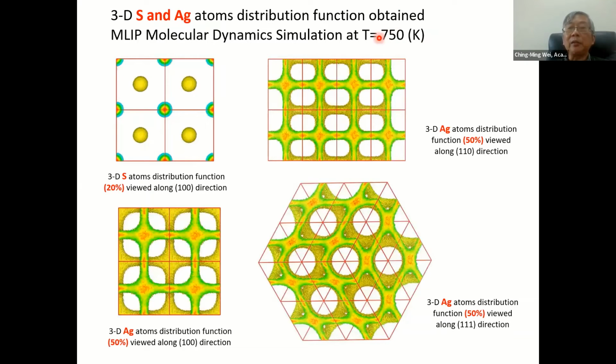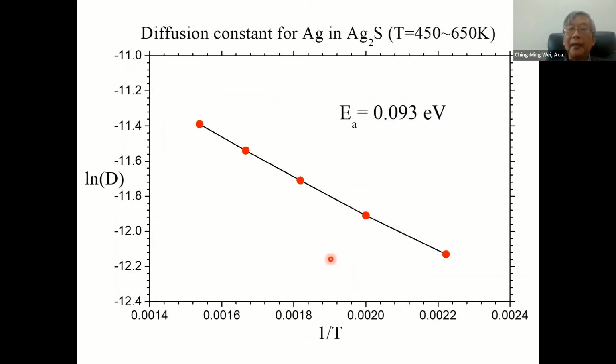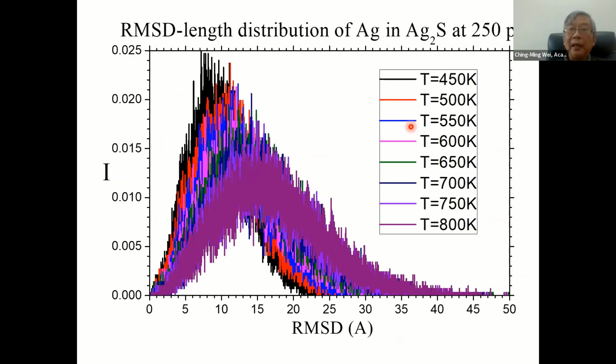For example, here I show the 750 K case. You can see that the 3D atomic density diffusion pattern is very nice and very beautiful. If you plot the diffusion constant as a function of 1 over T, you can see a very straight line here, and the diffusion barrier is 93 meV. Of course we would like to study dynamic behavior, so we plot the mean square displacement length distribution for different temperatures, like here 450 to 800 K.